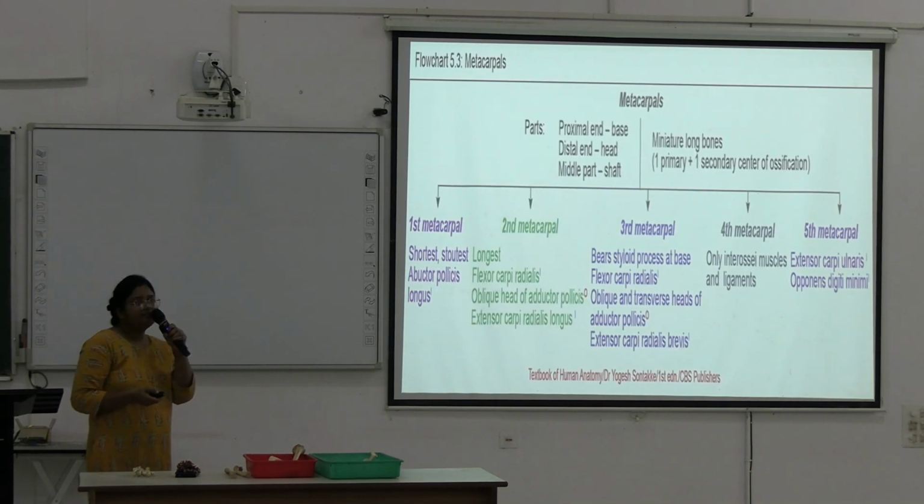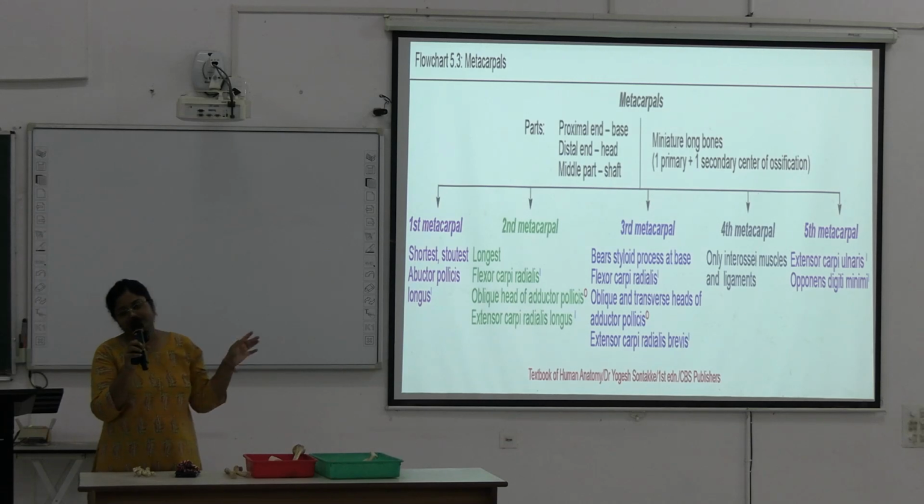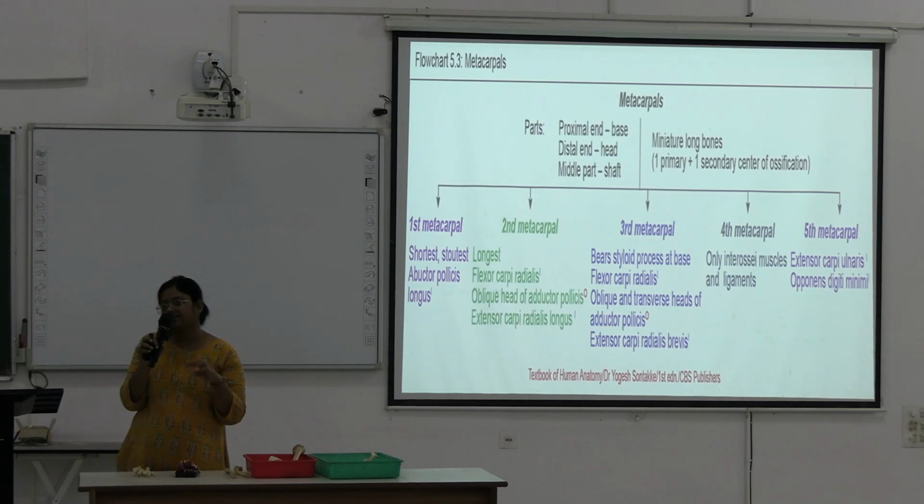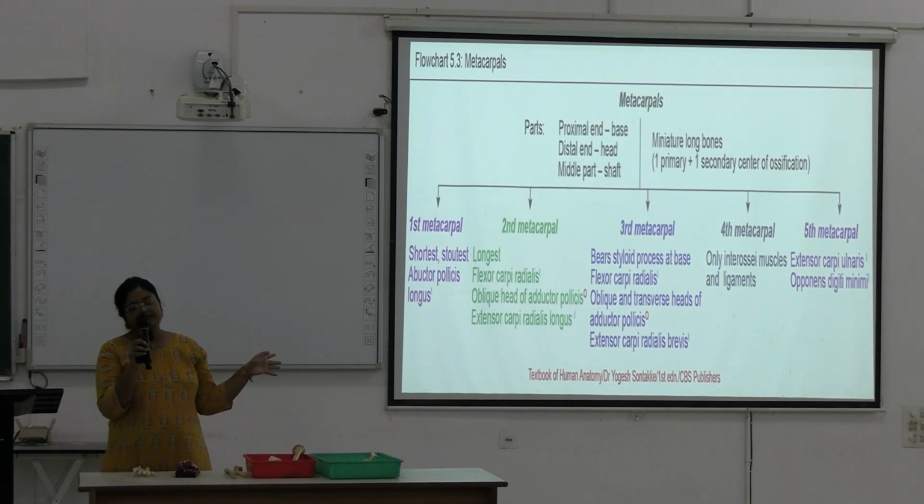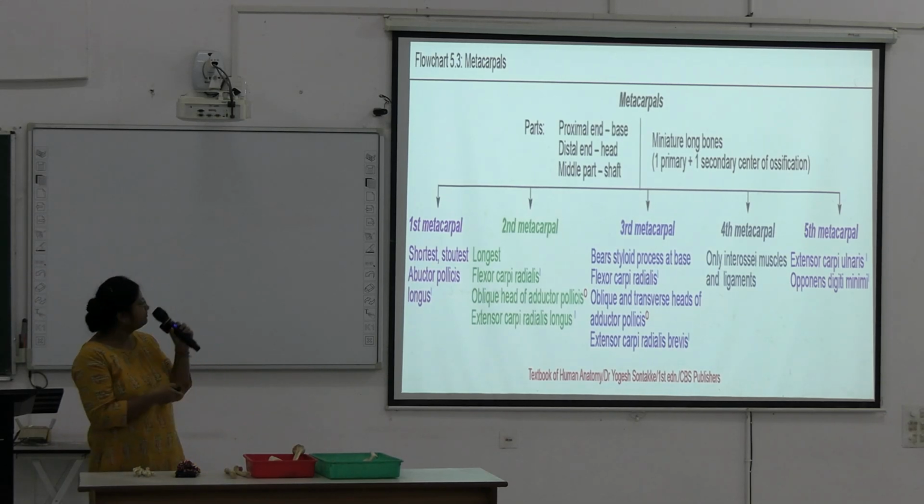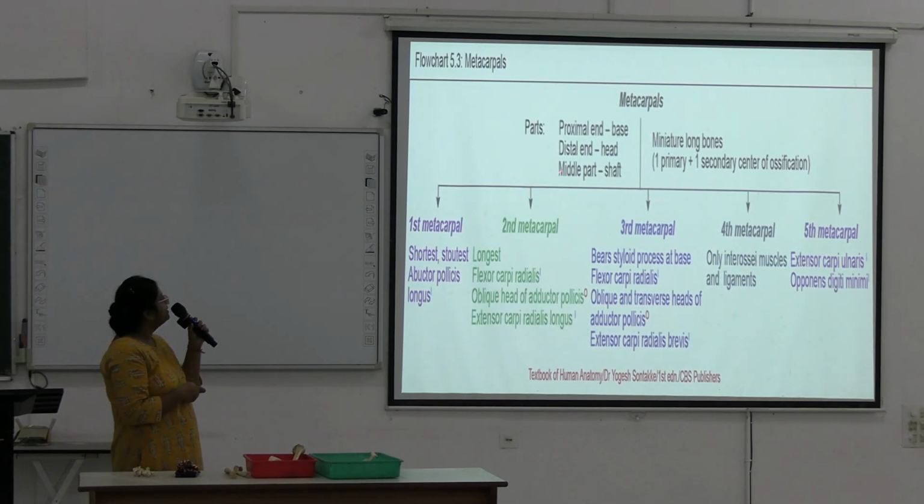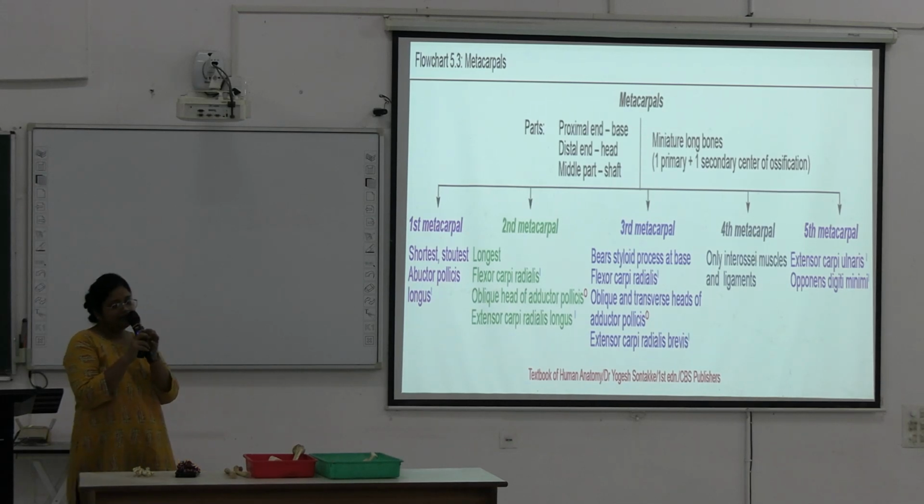Next we go to the metacarpal. So we have discussed all the carpal bones, its ossification and its different clinical aspects. Next we go to the metacarpal bones. So metacarpals have a proximal end that is known as the base, a distal end known as the head, and the middle part is known as the shaft. These are miniature long bones, okay.